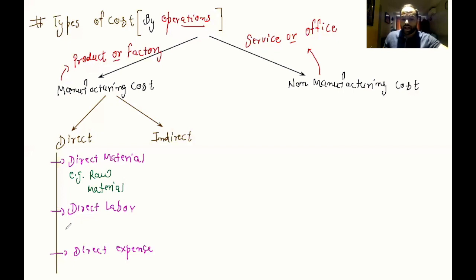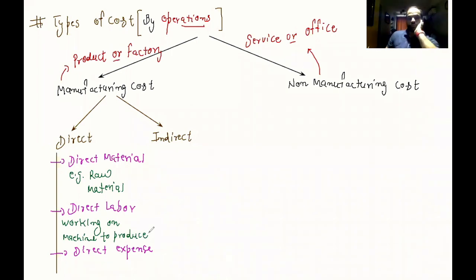Now, direct labor. The people working in a factory are labor, but not every laborer in a factory is producing product. Whoever is producing product is called direct labor. If any worker is working on a machine to produce product, that worker is considered direct labor. Whatever money we pay to the worker is called direct labor cost. So remember, all these are cost.